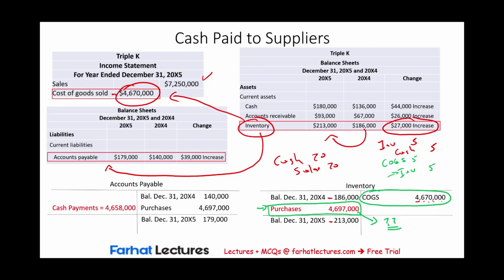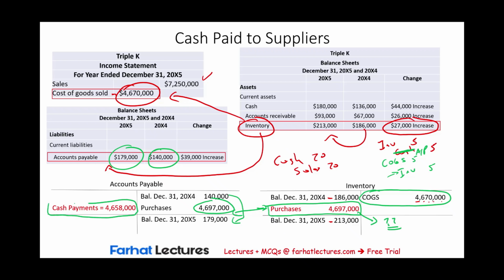We figure out the beginning accounts payable, which is 140,000. The ending is 179. The beginning is 140, the ending is 179. And every time we make a purchase of inventory, we debit inventory and we credit AP. I credited cash to make it easy, but this company credits AP. We debit inventory, credit accounts payable, and this is the credit. We know that we purchased 4,697,000. Therefore, I credit my accounts payable this much. What's left is a plug.